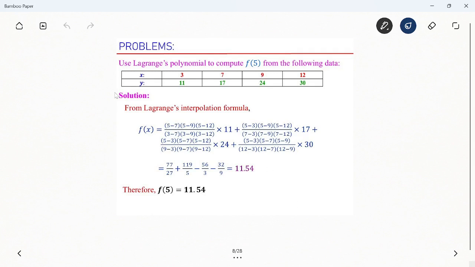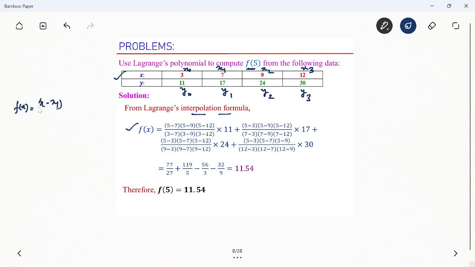Now here we are using another procedure. Say we have to compute Lagrange's polynomial. Then we have to find f of 5 from the following data set. This data set is given. This is x0, x1, x2, x3, and y0, y1, y2, y3. Then from Lagrange's interpolation formula, f(x) is this. Here we compute x minus x1.